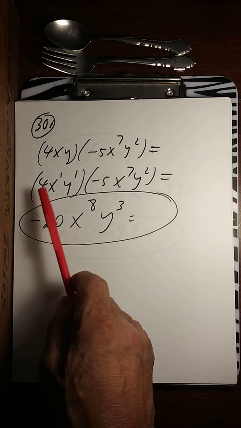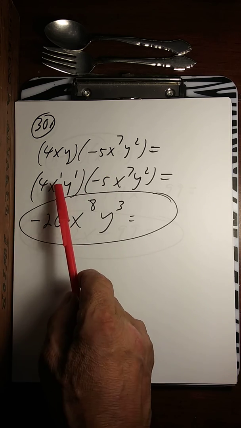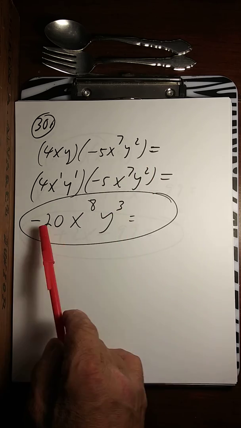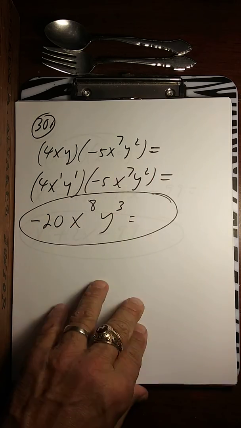This one, put the 1 powers there, make it easier. For that turns out negative 20. 1 power and 7 powers, 8 at the powers. 1 and 2 is 3. Negative 20, x to the 8, y to the 3.